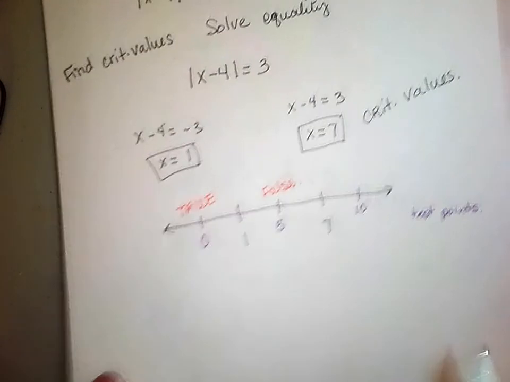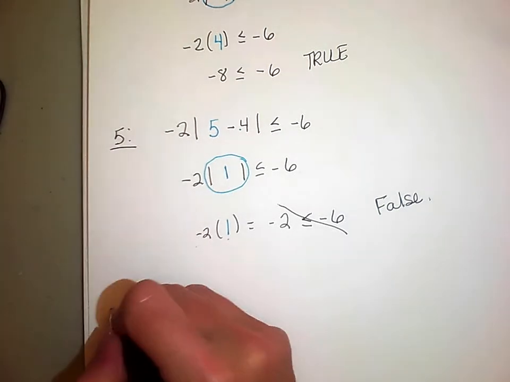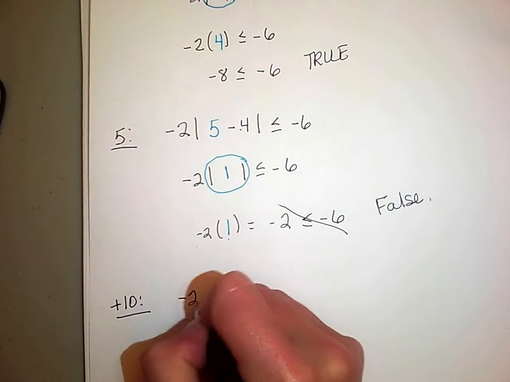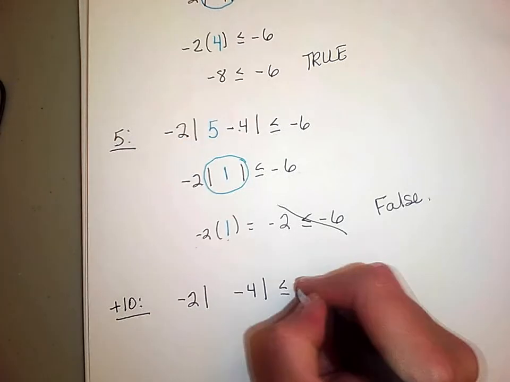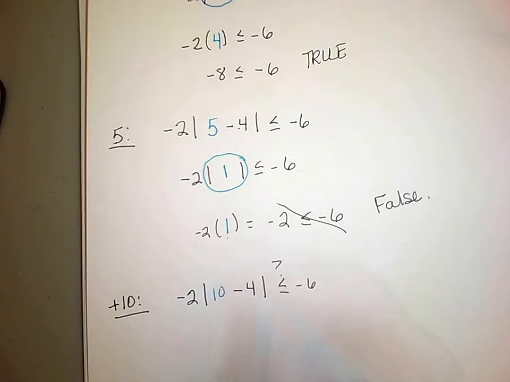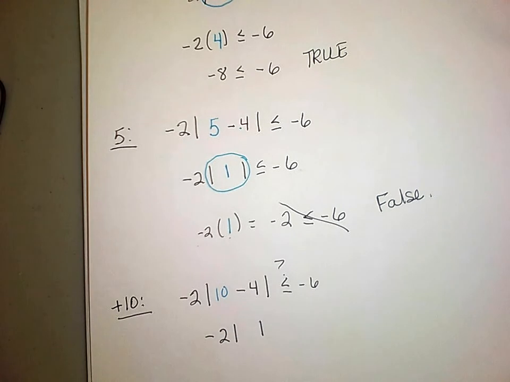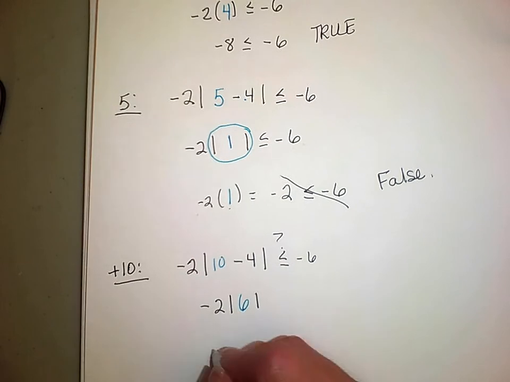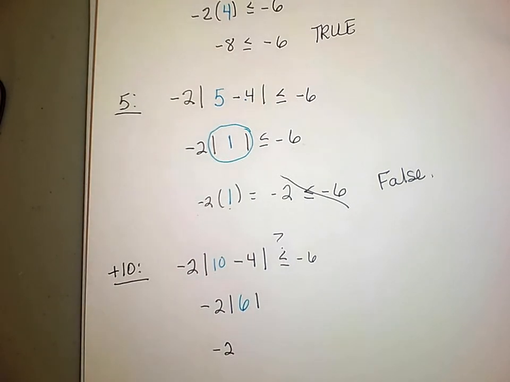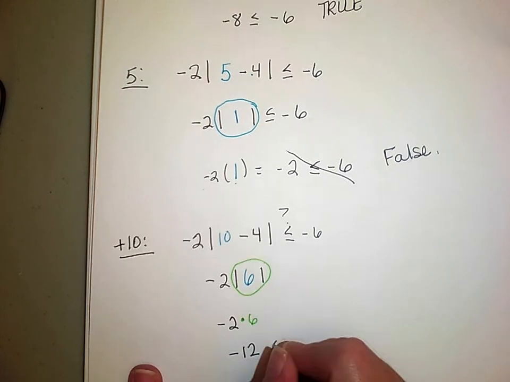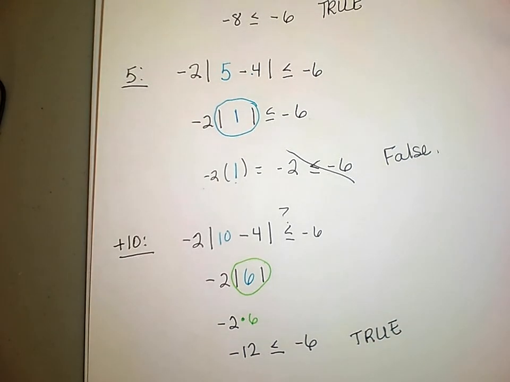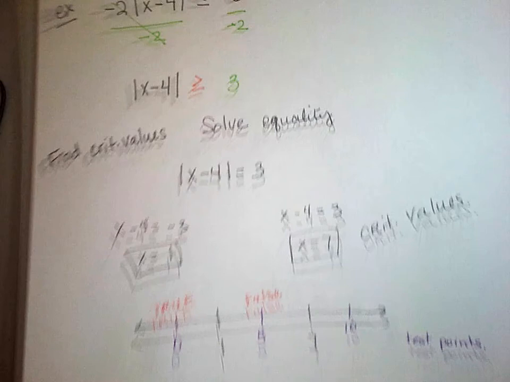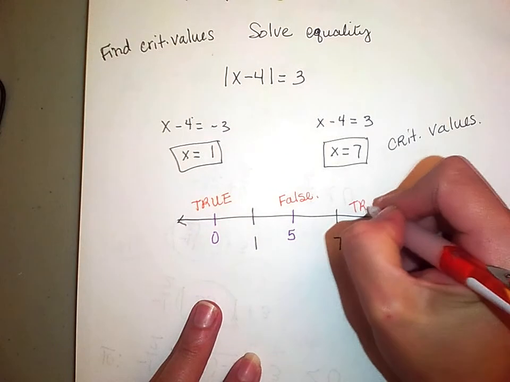And we only have one interval left to test, and to do that we'll use 10. Okay, here we go. Negative 10. I'm sorry, positive 10. So negative 2 times the absolute value 4. Okay. Is that less than or equal to negative 6? That's what we're asking. So I put in 10. This becomes negative 2 times the absolute value of 6. The absolute value of positive 6 is positive 6. So this side is negative 12. And is negative 12 less than or equal to negative 6? Sure. So that's true. So I come back to this side, and I'll make a note over here that it's true on this interval.